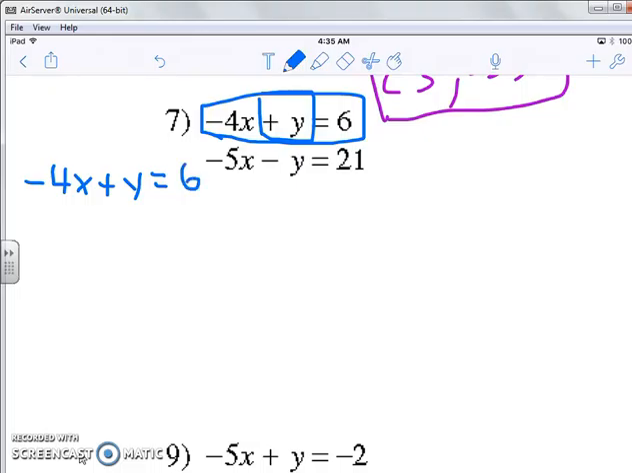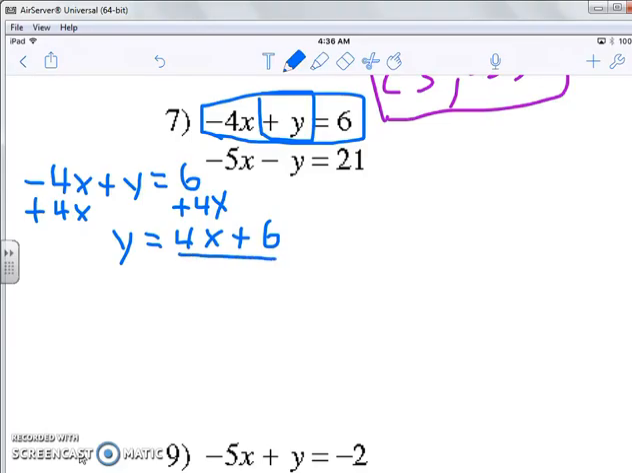To get y by itself, I need to move that 4x. The way I move a negative number is I add 4x to both sides. These are not like terms. Some of us are still struggling a little bit with this. That x and the 6 do not combine. This is apples and oranges. So I have 4x plus 6, like 4 apples and 6 oranges. They don't come together to make some strange fruit.